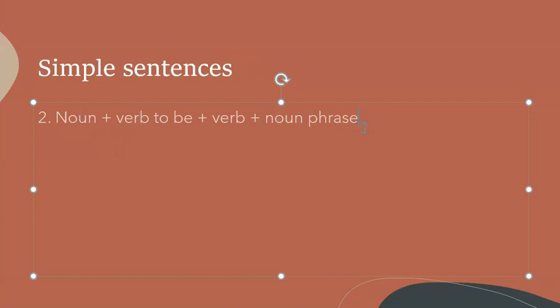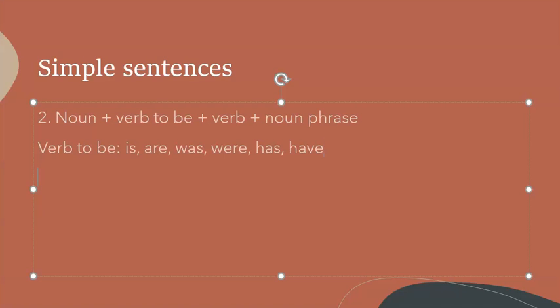So now, let's see. Before that, let me explain to you what is verb to be or helping verb. An example of verb to be is, are for plural, was, past tense of is, were, past tense of are, has, and also have. Okay, now this is verb to be. Verb, I've explained to you just now, it's action. Noun phrase is the object.